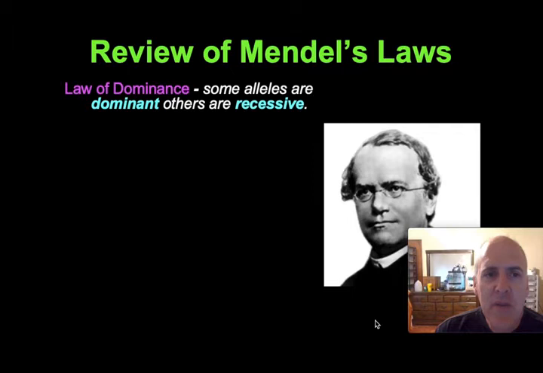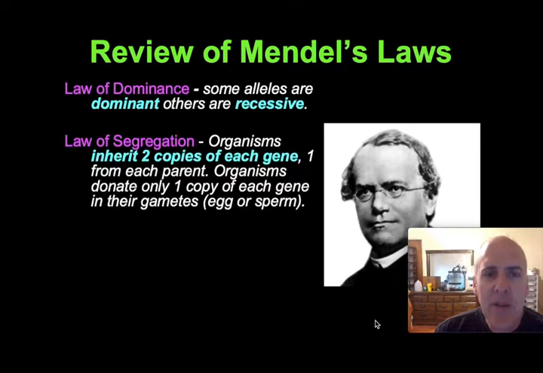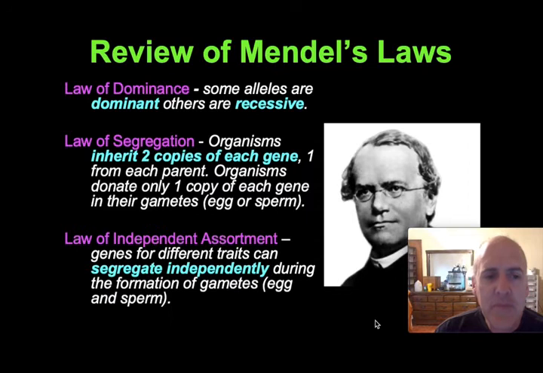Okay, so let's review Mendel's laws. The law of dominance: some alleles are dominant while others are recessive. The law of segregation: organisms inherit two copies of each gene, one from each parent. Organisms donate only one copy of each gene in their gametes, the egg or the sperm. And the law of independent assortment: genes for different traits can segregate independently during the formation of gametes. So the color of the pea plant doesn't necessarily have anything to do with the shape of the seed, that type of thing.